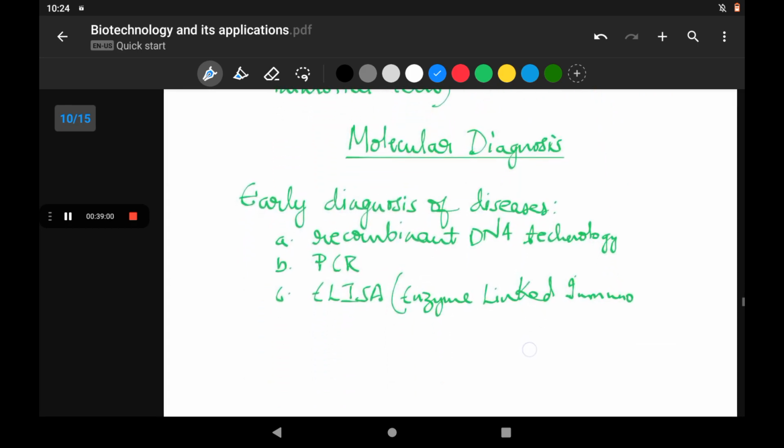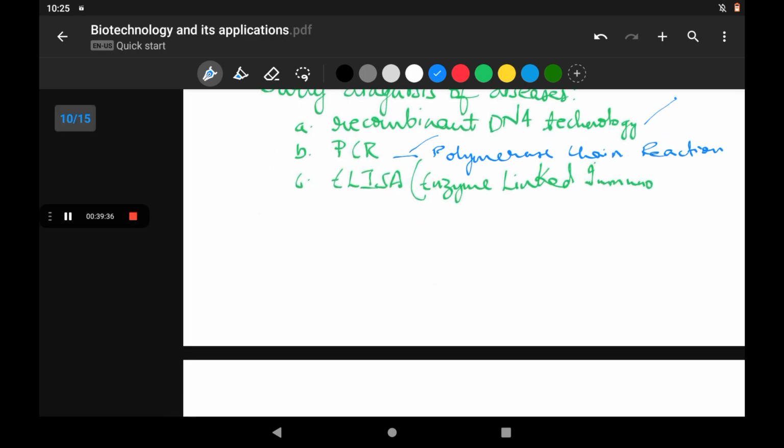Then we go for the next part of it, that is the molecular diagnosis. The early diagnosis of diseases can be done by genetic engineering or by our knowledge of biotechnology. One of them is recombinant DNA technology. This technique can be used for early detection of diseases. PCR, polymerase chain reaction, we have read in more detail during the biotechnology chapter. Then ELISA, enzyme-linked immunosorbent assay. So these are all the methods of early diagnosis of diseases.